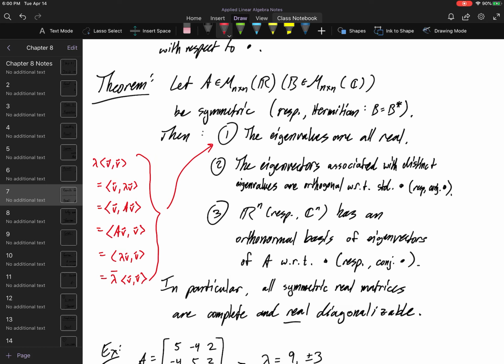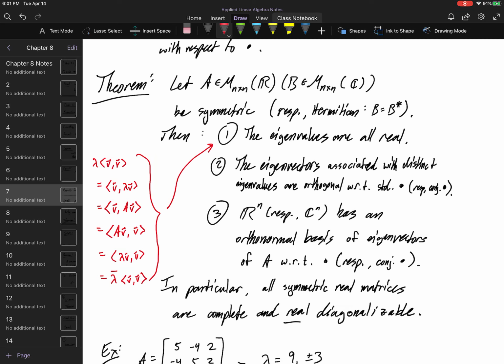And third, and perhaps most importantly, R^n can be represented by a basis of eigenvectors of A with respect to the dot product. It's an orthonormal basis, even. So not only do we get an orthonormal basis from Gram-Schmidt if we want it, if we have a symmetric matrix, you can actually choose orthonormal coordinates that are eigenvector coordinates.